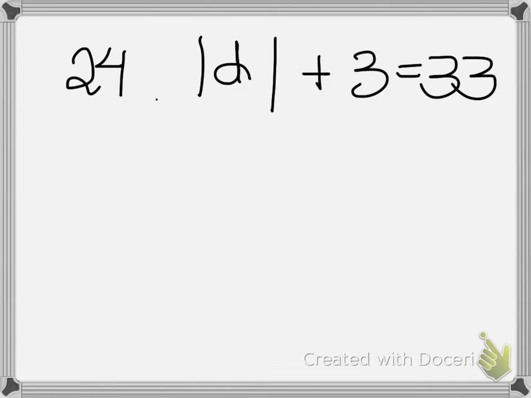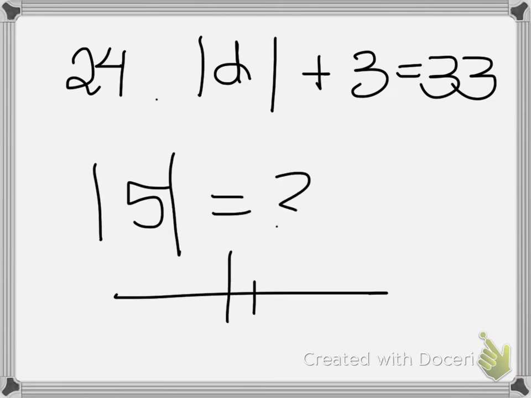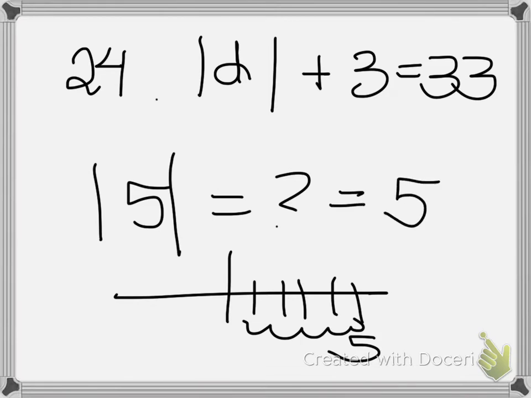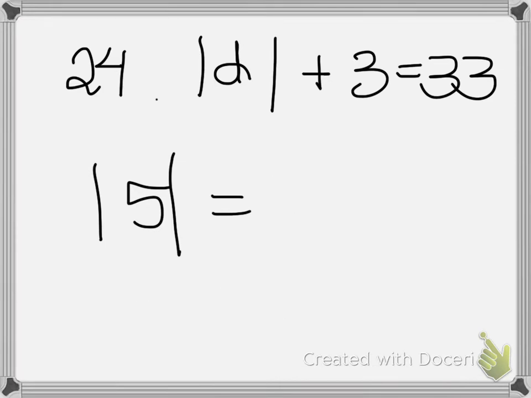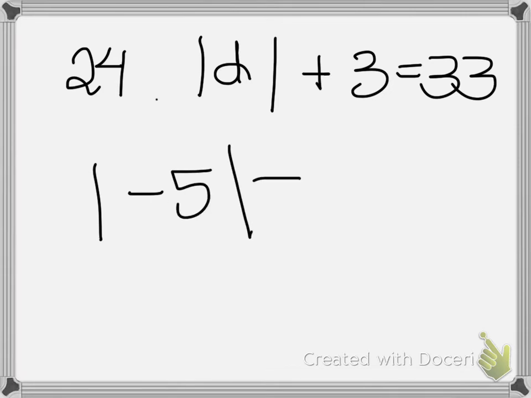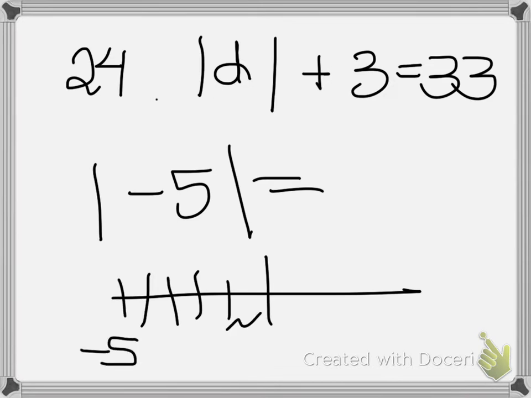So if I have the absolute value of 5, then I look on a number line and I go 1, 2, 3, 4. There's 5, which is 5 steps away from 0. So absolute value of 5 is equal to 5. By the same token, if I have negative 5, absolute value of negative 5 is also 5 steps away from 0, so it is also 5. So absolute value really means just always positive.